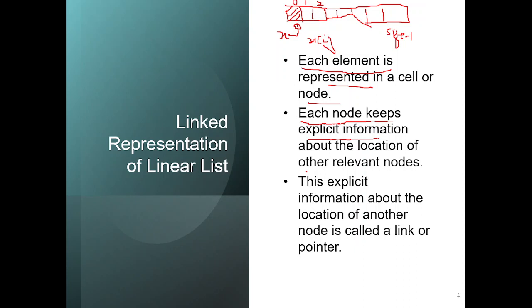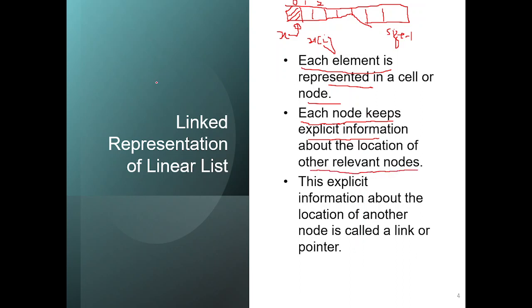Okay, so that information, like which node comes after this node, or which node comes before this node, or which node is to the right of this node, or which node is to the left of this node, that information is explicitly stored inside that node. So the node not only stores data, it also stores information about other relevant nodes.